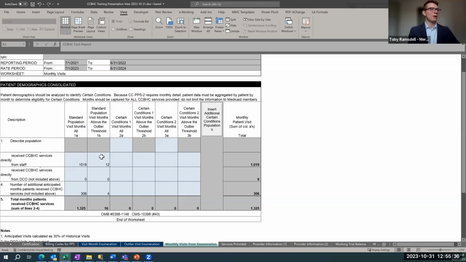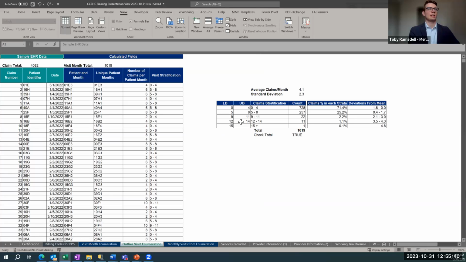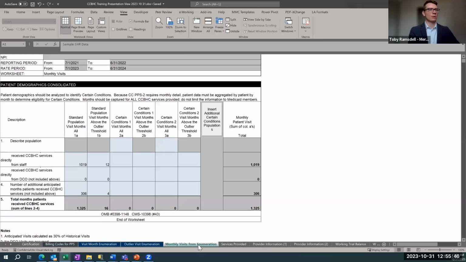Then for the visits above the outlier threshold, I can go back to my outlier visit enumeration and identify 12 total visits exceeding 12 encounters per patient per month. You'll see again in this column that 1,019 is the total visits because the 12 outlier visits are a subset of the standard population, all visits.